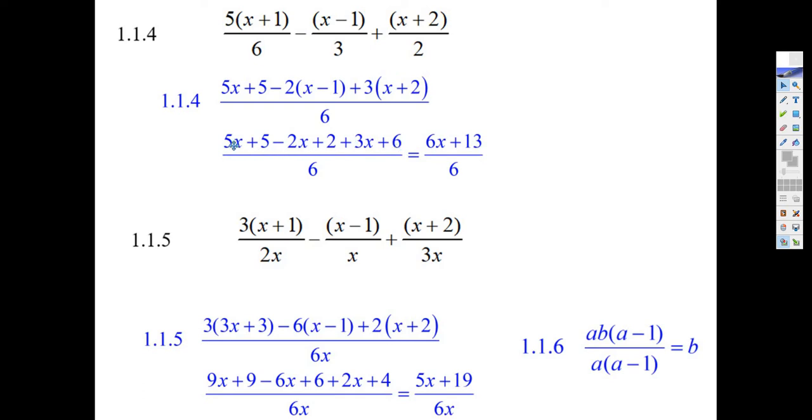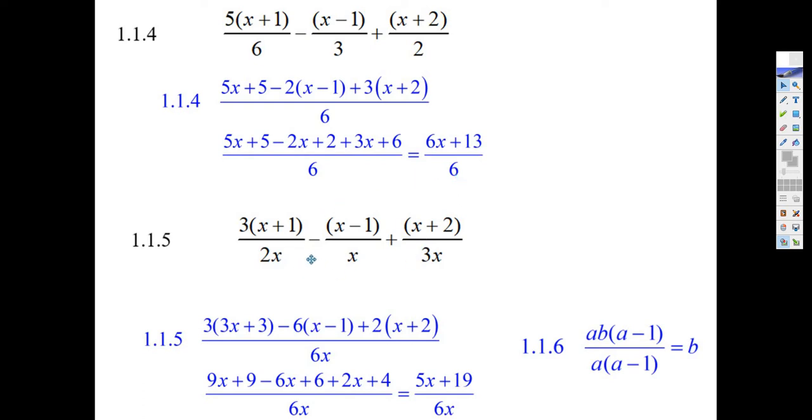Now we just put the x's together. 5 plus 3 is 8x, minus 2x is 6x. And 5 plus 2 is 7, plus 3 is 13. There's your final answer, 6x plus 13 over 6.